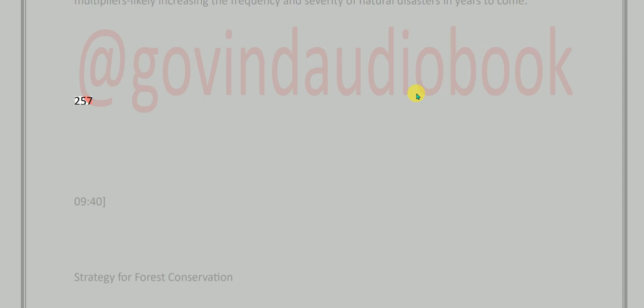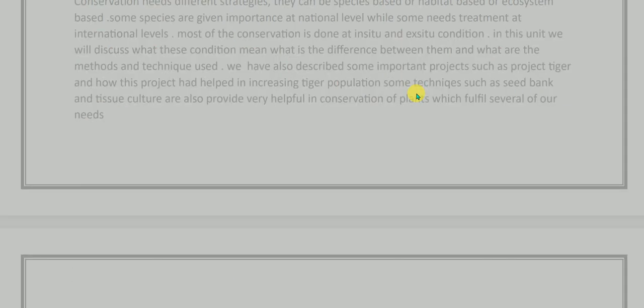Strategy for forest conservation. Conservation needs different strategies. They can be species-based or habitat-based or ecosystem-based. Some species are given importance at national level while some need treatment at international levels. Most of the conservation is done in in situ and ex situ conditions.